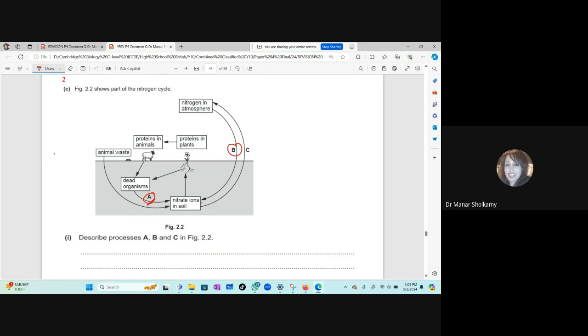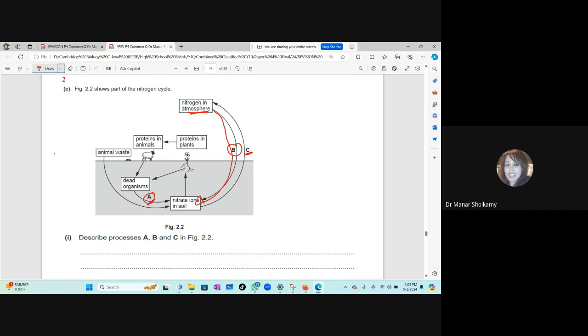Now let's look at B. Here I have an arrow from the nitrogen in the atmosphere going straight to the nitrate ions in the soil. So I have nitrogen gas in the air, and then I'm going to trap it or fix it, and it will become nitrate ions in the soil. So what is B? Nitrogen fixation. Very good, nitrogen fixation.